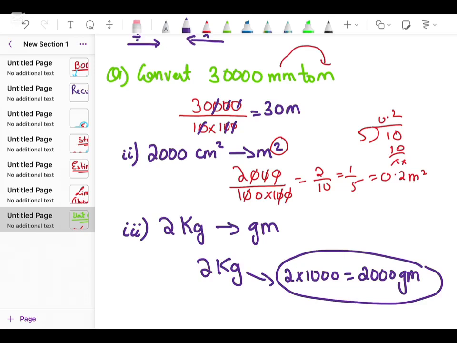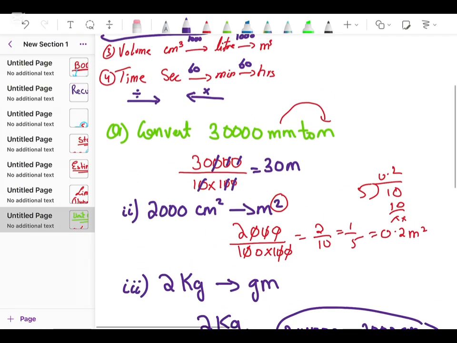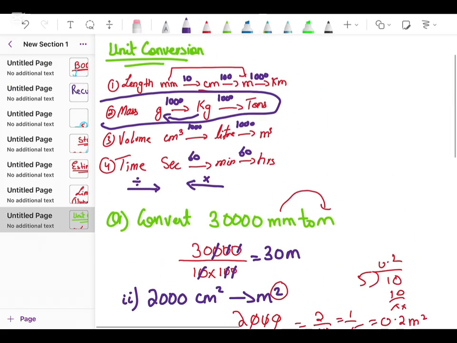So I hope everything is clear in this concept. It is a very simple concept. First we see the conversion and the rules. When we move right side, or we can say when we move forward, we divide the value, and when we move backward, or we can say when we move left side, we multiply the value.